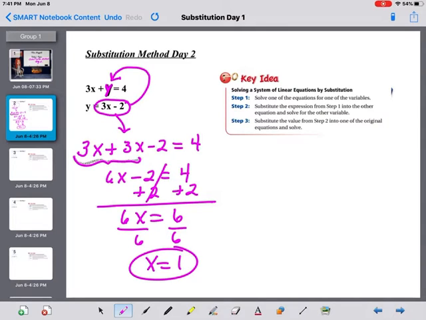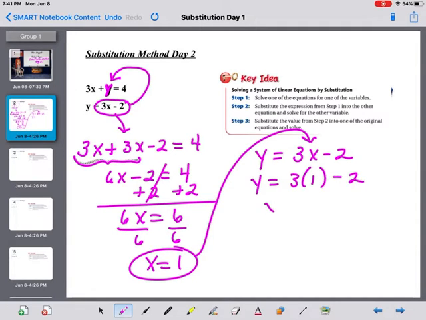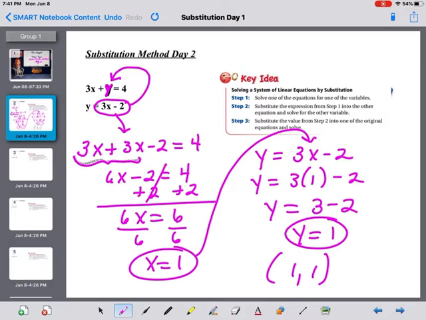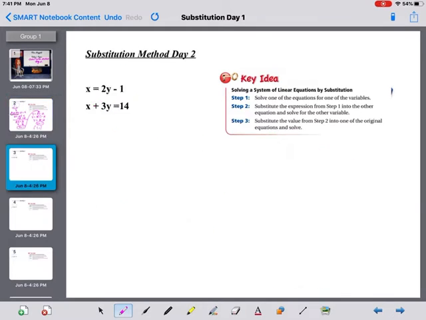Just like we've been doing with all of these algebra problems, I'm going to choose one of the two equations. I'm going to pick the y equals 3x minus 2. I'm going to substitute in 1 for x. And we wind up getting y is equal to 1 as well. So my solution for this system of equations is 1, 1.